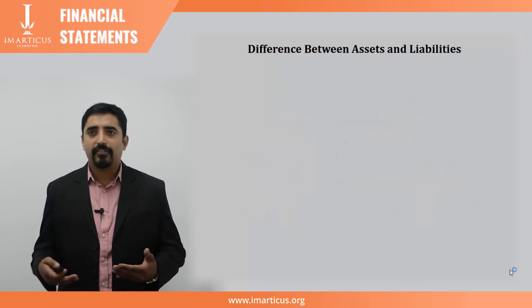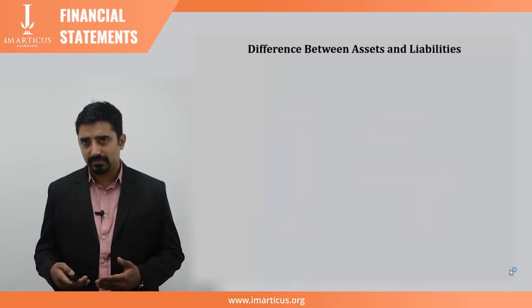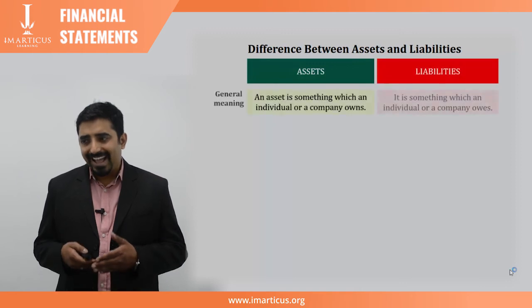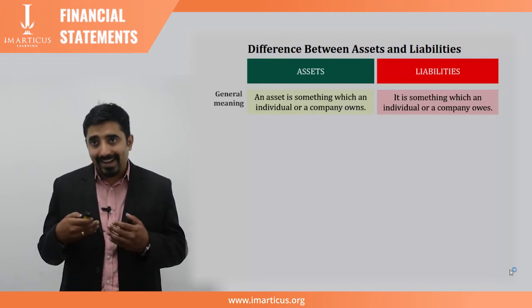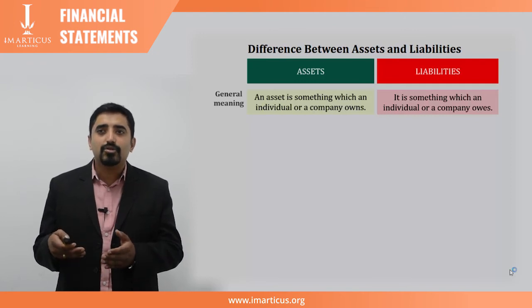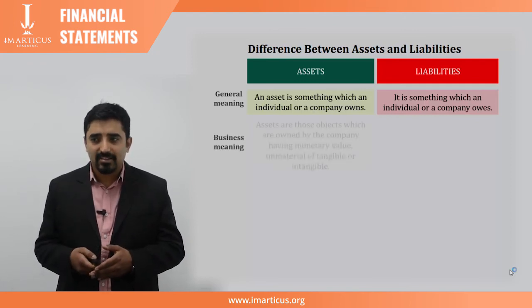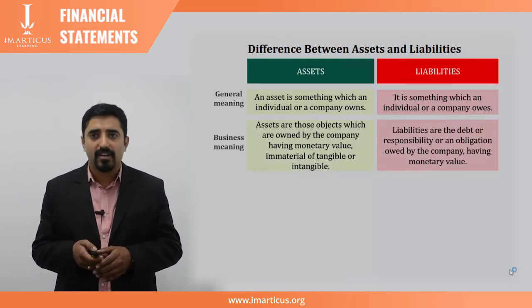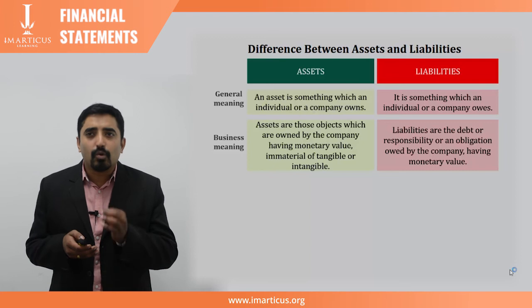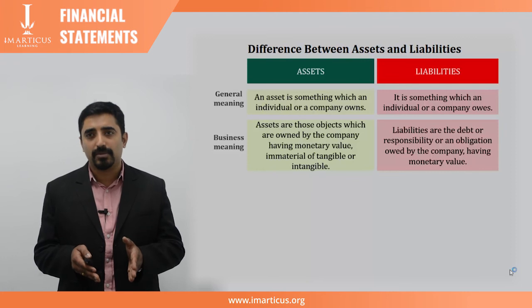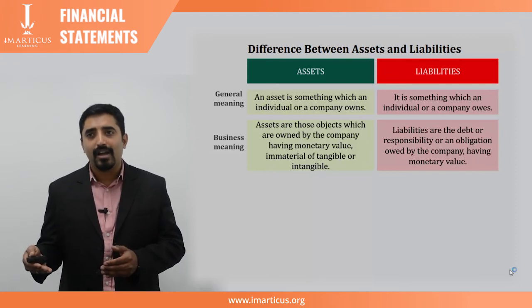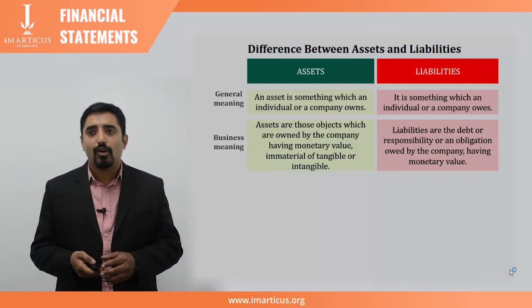Let's talk about the difference between assets and liabilities. Firstly, the general meaning. An asset is something which an individual or a company owns, whereas a liability is something which an individual or company owes. Next, let us understand from the business meaning perspective. Assets are those objects which are owned by the company having monetary value, whether tangible or intangible. Liabilities, on the other hand, are the debt or the responsibility or an obligation owed by the company having monetary value.